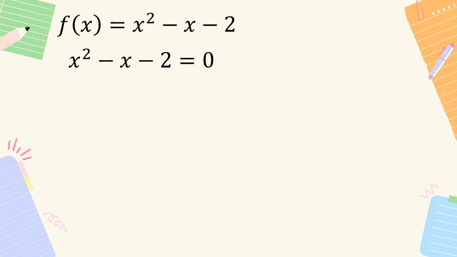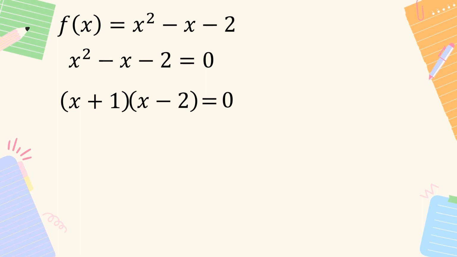For our third example, let's have f of x equals x squared minus x minus 2. We change f of x to 0. So we have x squared minus x minus 2 equals 0. X squared minus x minus 2 is factorable. Its factors are x plus 1 and x minus 2 equals 0.